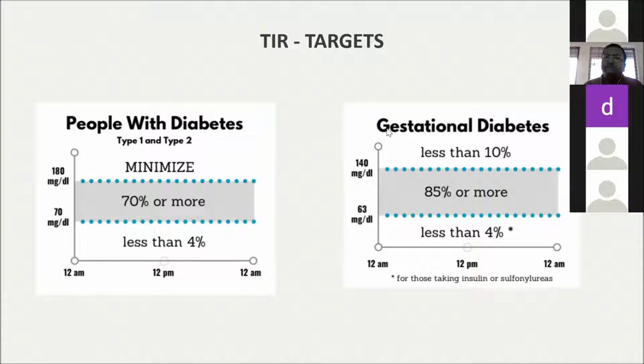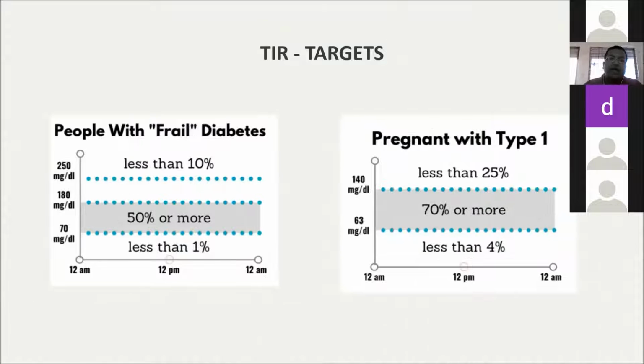The targets become slightly different for gestational diabetes, where 85% of the glucose should be within the range, and in patients with frail diabetes, that is elderly people who might not have a long lifespan, who might have complications, so there the requirement within the expected glucose control, that is 70 to 180, might be much lesser, but the higher values and the lesser values should be avoided. So also in pregnant with type 1, where 70% time in range is the expected target.